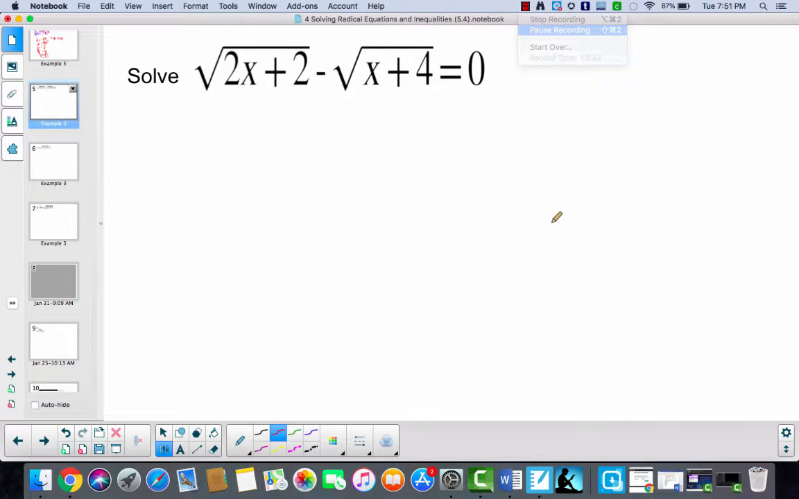Okay, now we're going to take a look at this one. This one happens to have 2 radicals, so I can't really isolate them, but I do not want them on the same side. I want each one on separate sides. So I'm just going to choose to add this one to both sides.